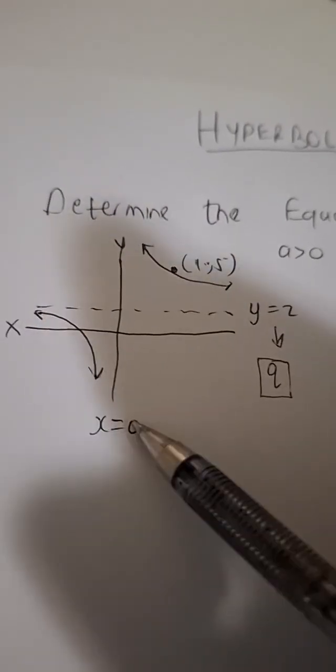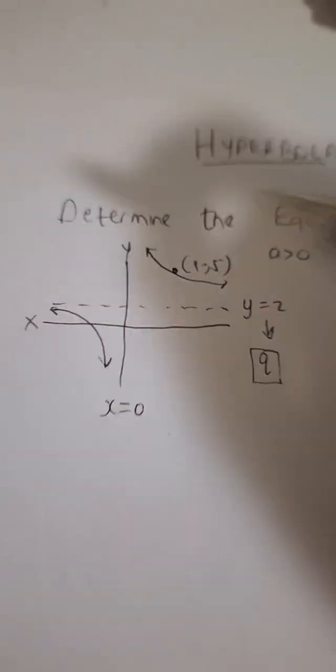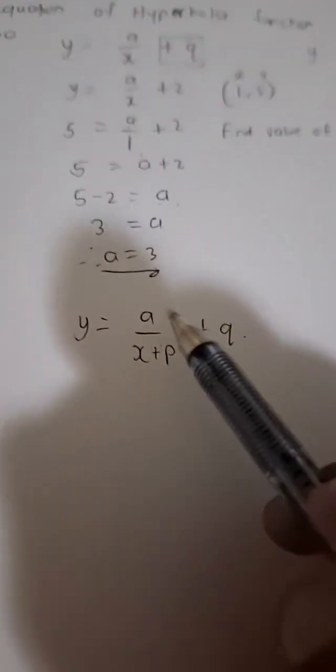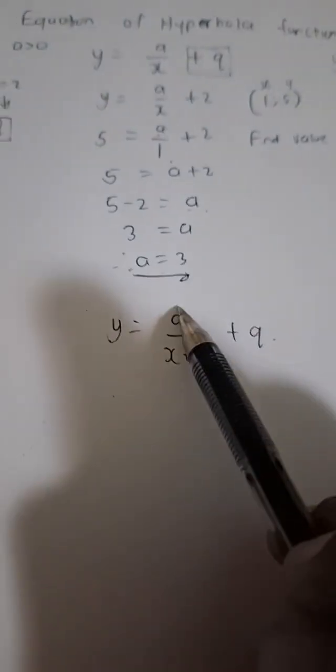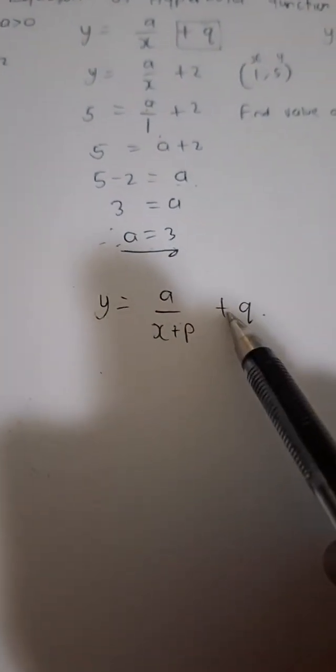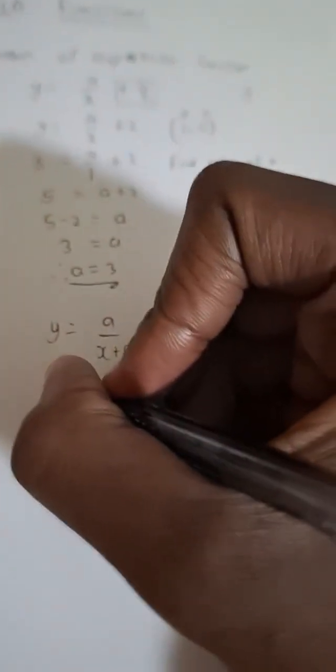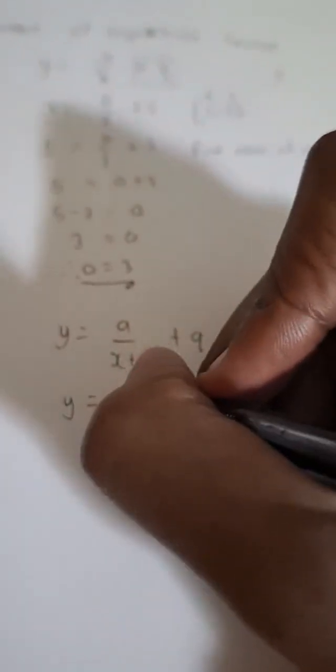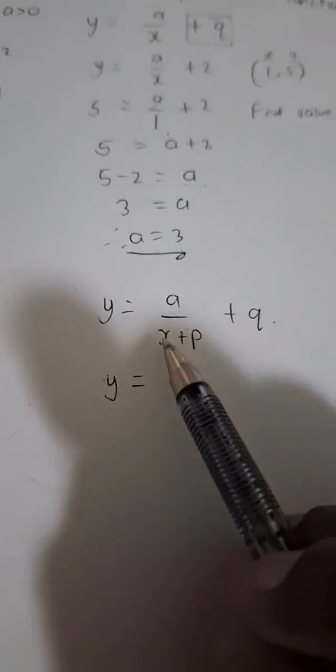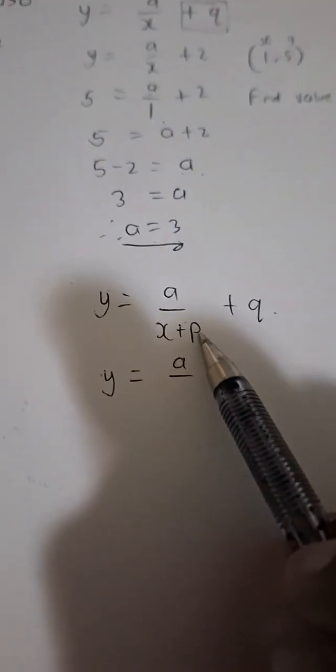Therefore, this is my horizontal asymptote. So if we are speaking in light of the grade 11 syllabus, you could go ahead and write y is equal to a over x plus p plus 2. Then you say y is equal to, and let's substitute our asymptotes first. A over, remember, this x plus p, okay?